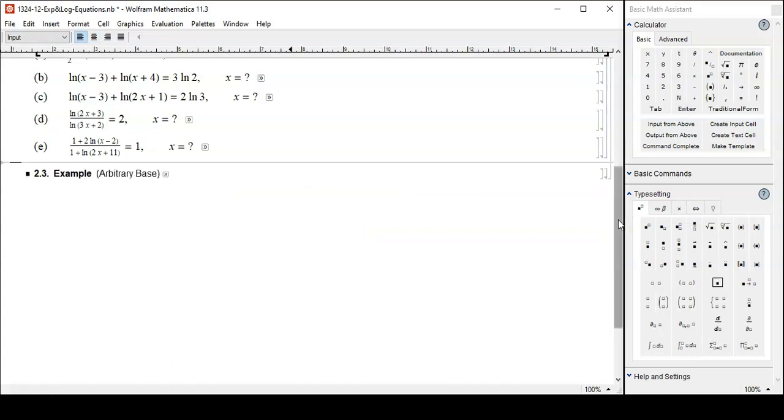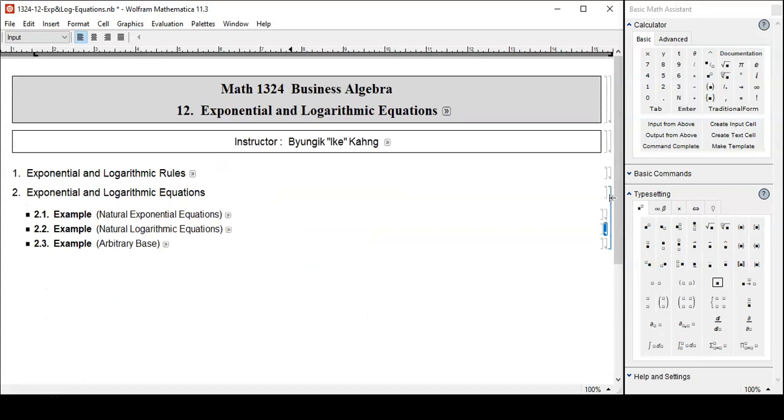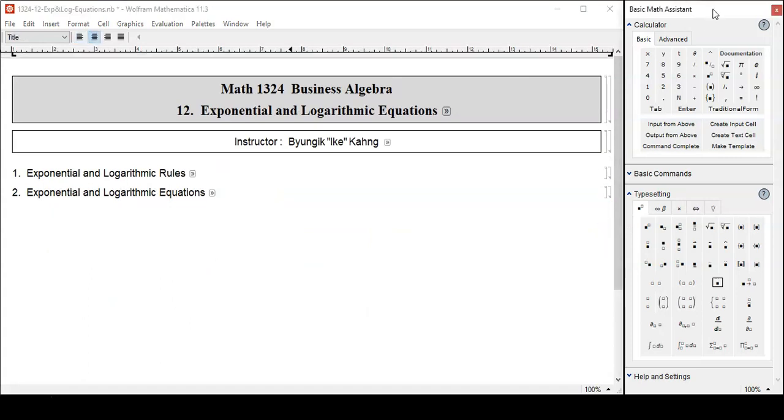Okay, so much for natural exponential and logarithmic problems. And arbitrary-base problems are going to be optional problems. The standard topics end here.